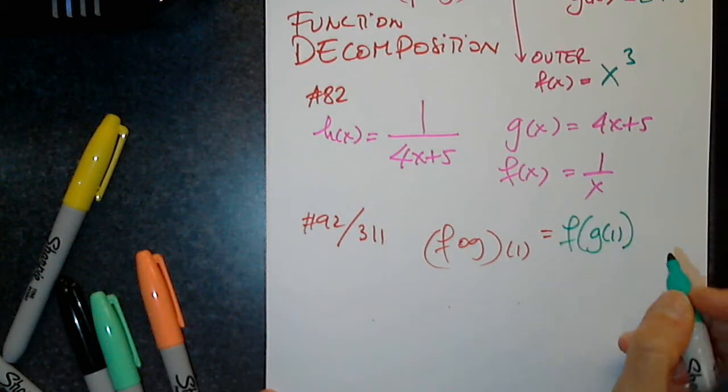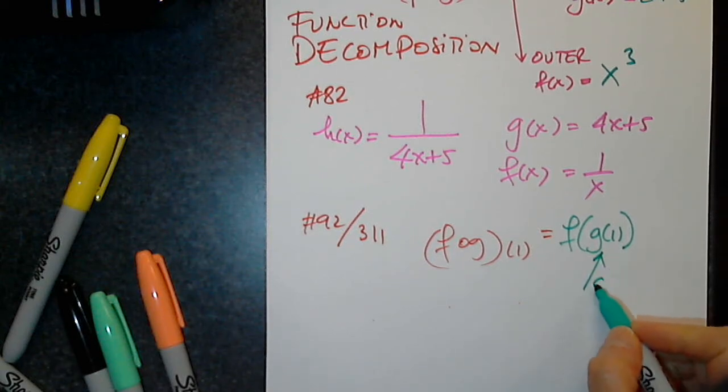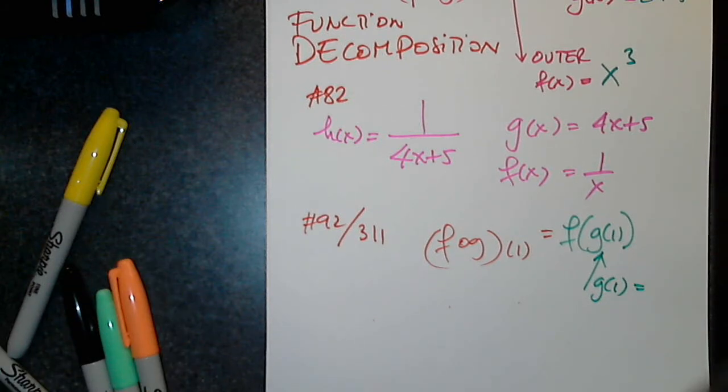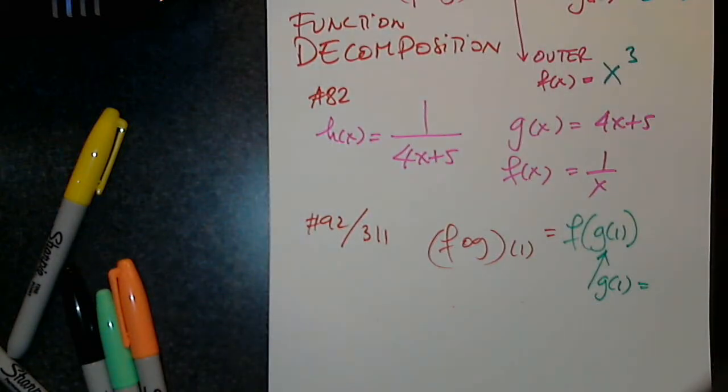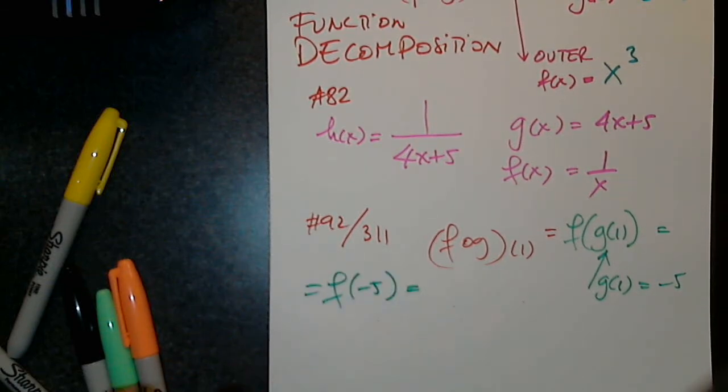f of g of 1. What will you have to determine first? I have to find g of 1 first. So let's look in the book. Okay, here's what we have. The blue graph is f. The purple graph is g. We want to find g of 1. g of 1 is -5. So let's write it, -5. So -5, which means f of -5.